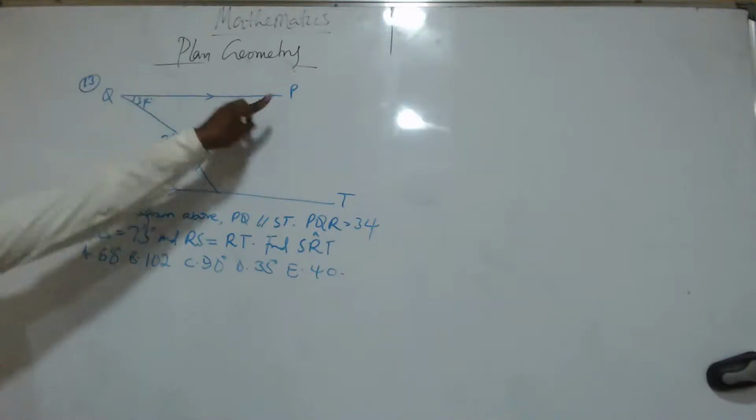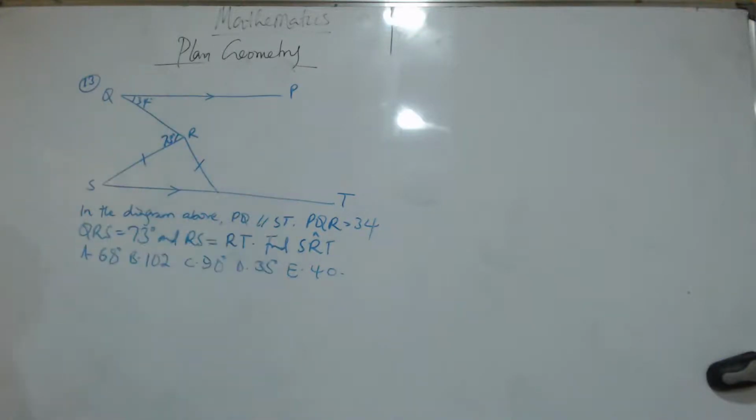This angle here is parallel to this angle here. Right? And if that's the case, so that means QP is equal to ST. And that gives us 34 degrees. Then note that SR equals RT.